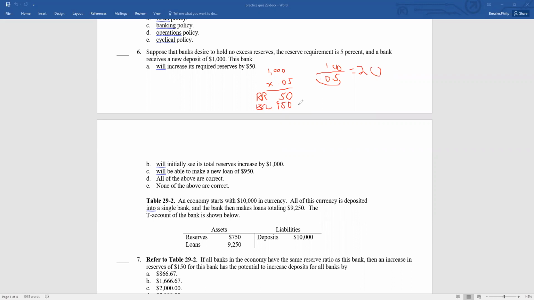Now, one of the things that they didn't ask is, how much would the money supply increase? Well, if I could loan out this $950 and I times it by 20, and by the way, I am going to let you use a calculator for this, because some of the multipliers are not easy numbers. So this would be 19,000. So the maximum the money supply could increase is 19,000. They didn't ask for that. All I did is take the amount they could loan out, which is the excess reserves, 950, times the multiplier, and that gives you 19,000.